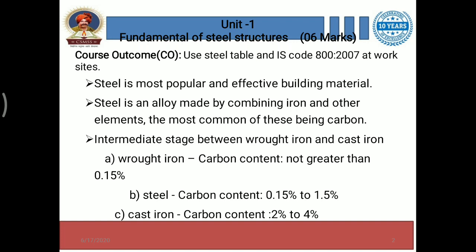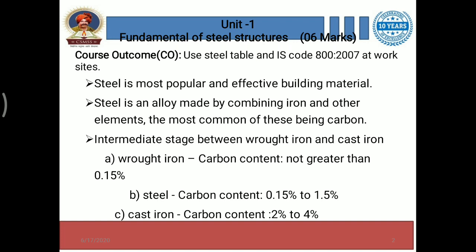Wrought iron is one of the major types in which carbon content is not greater than 0.15%. That is, wrought iron contains the least carbon percentage among the steel types. Another one is pure steel, whose carbon content is in the range of 0.15% to 1.5%.